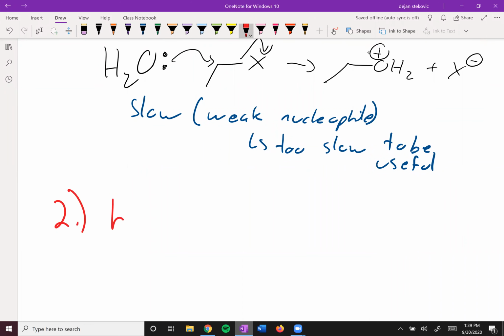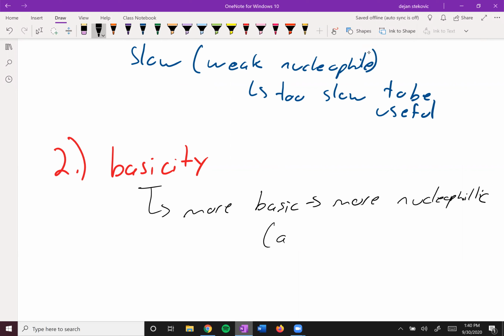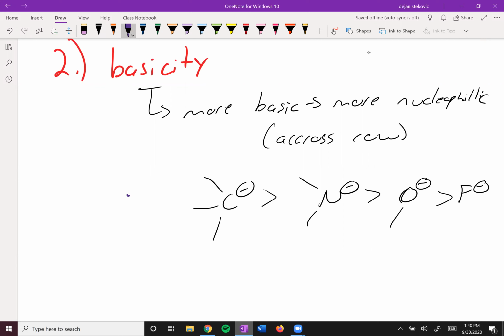The second thing we want to think about is basicity. And so if you notice, bases and nucleophiles are very similar to one another. And so basically, the more basic you are, the more nucleophilic. However, this is only true across a row. Right, so when we're talking about like carbon with a negative charge, nitrogen with a negative charge, oxygen with a negative charge, or fluorine with a negative charge, the more basic one, or the carbon, is going to be more nucleophilic.